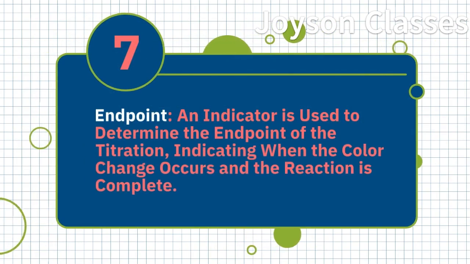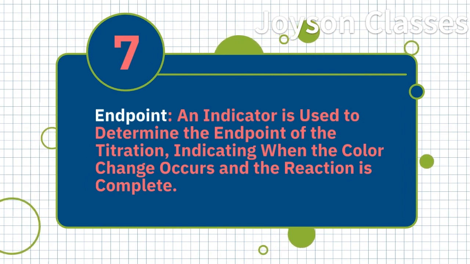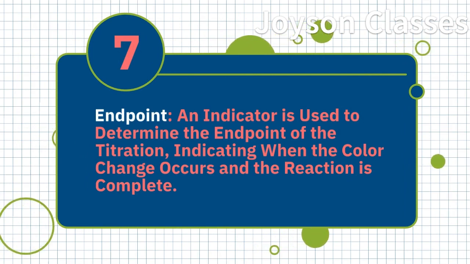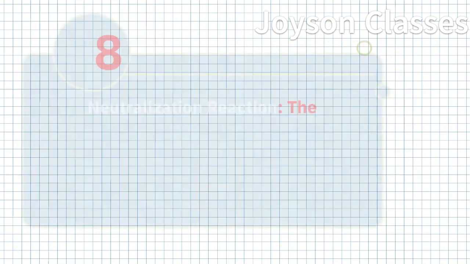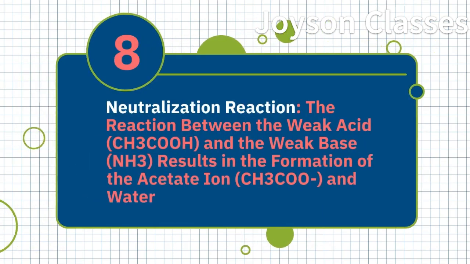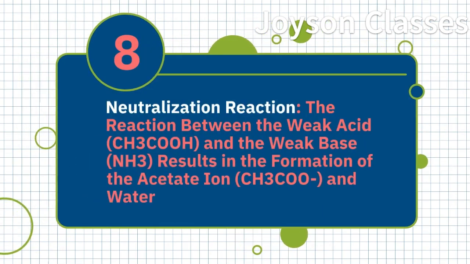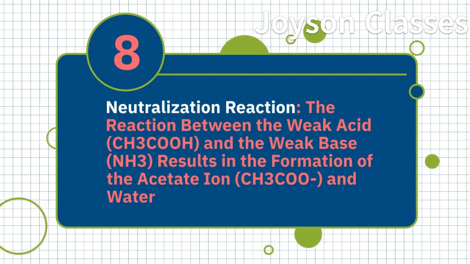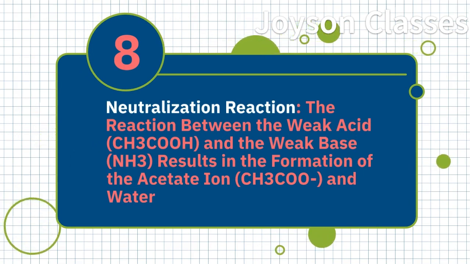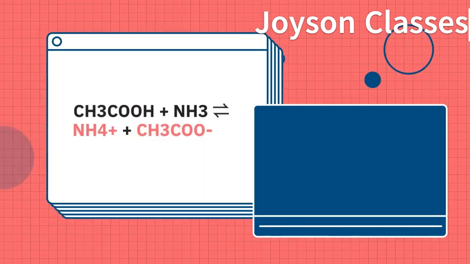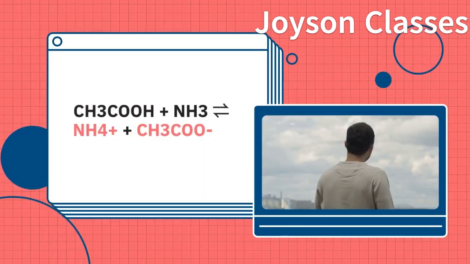7. Endpoint. An indicator is used to determine the endpoint of the titration, indicating when the color change occurs and the reaction is complete. 8. Neutralization reaction. The reaction between the weak acid, CH3COOH, and the weak base, NH3, results in the formation of the acetate ion, CH3COO-, and water.